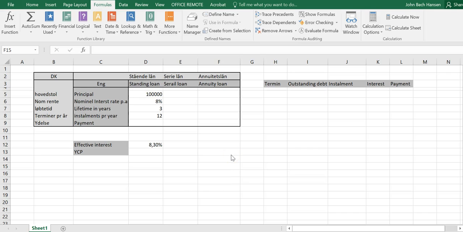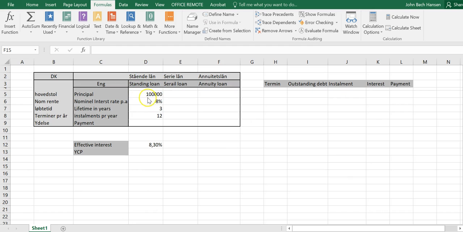Analyzing financial aspects in a standing loan. When we're going to finance our strategy or project, we usually have the possibility of taking a loan. Here we have three different types of loan, and what we will talk about in the next 5 minutes is the standing loan.